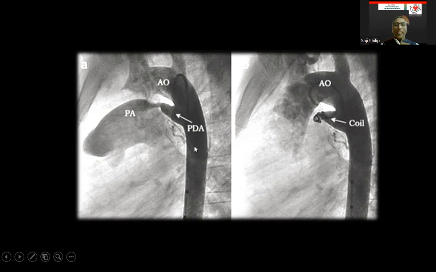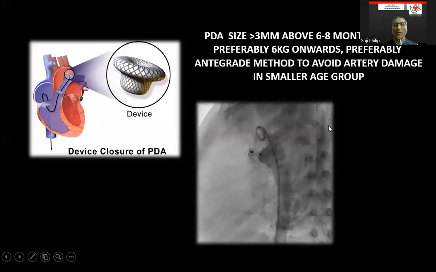Through the antegrade route, we give a contrast injection, the arch angiogram. Then immediately the contrast will fill in the PA. Normally, if the ductus is not there, the PA won't fill. The PA is filling, that means the ductus is there. So this is a good size ampulla to accommodate all the coil within the size of the ampulla. So this is a coil closure.